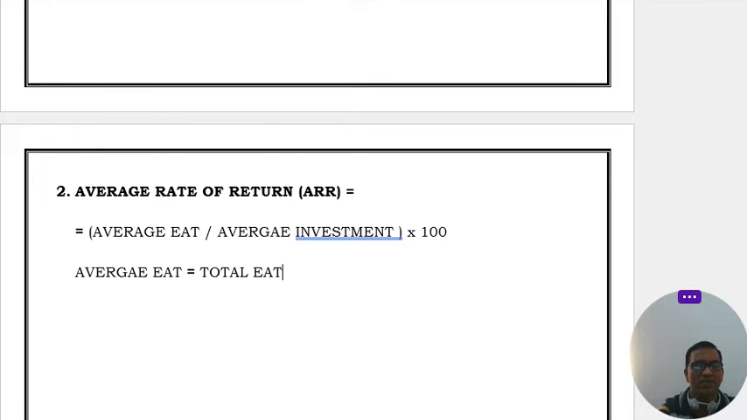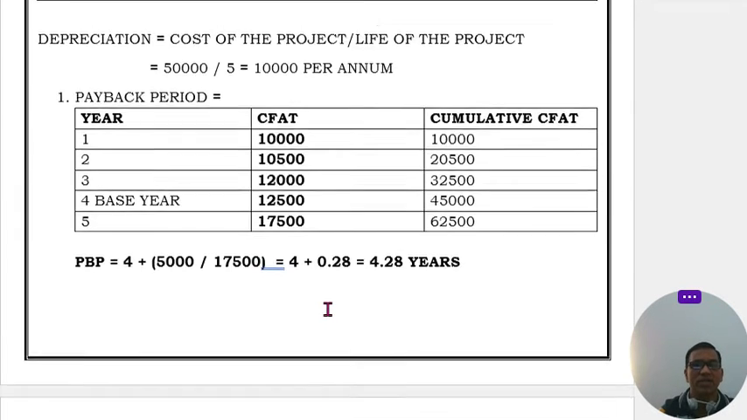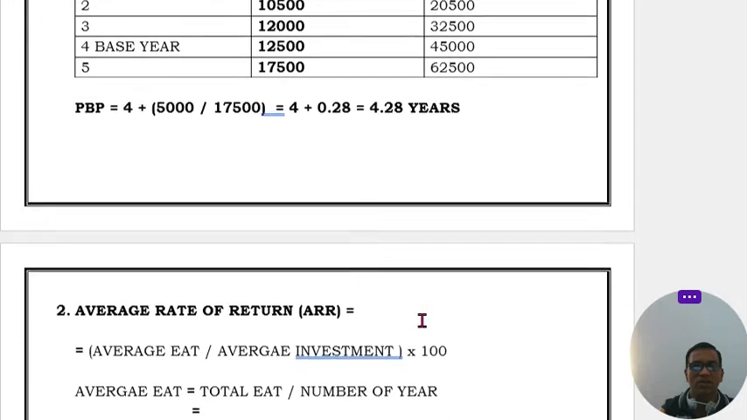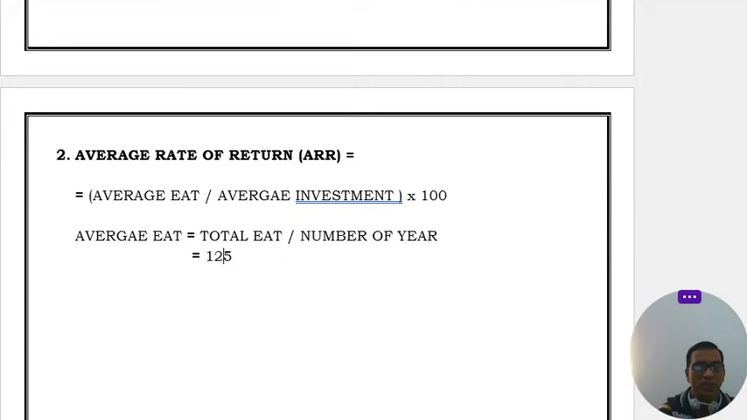Total EAT divided by number of years. What is total EAT? The total of the EAT column: 7,500, 8,000, 10,000, 12,000, 12,500. Total 12,500 divided by number of years, 5, that equals 2,500. This is average PAT.